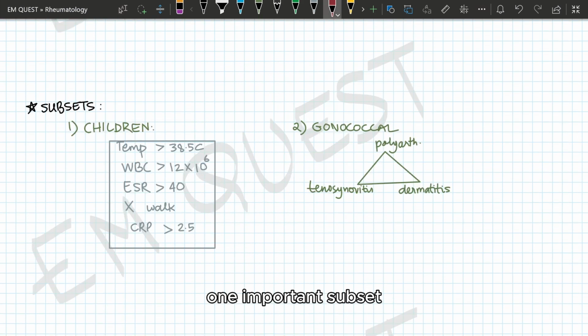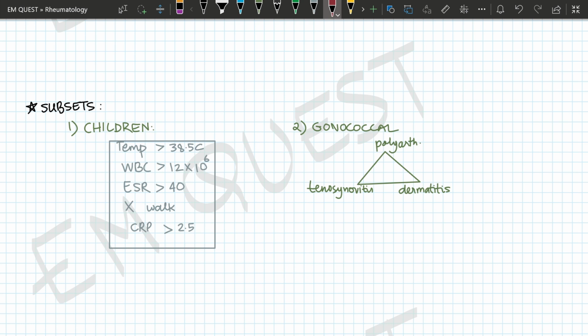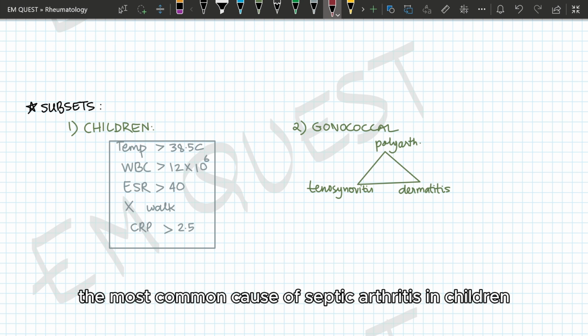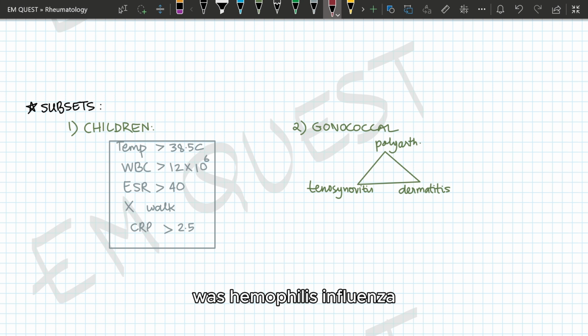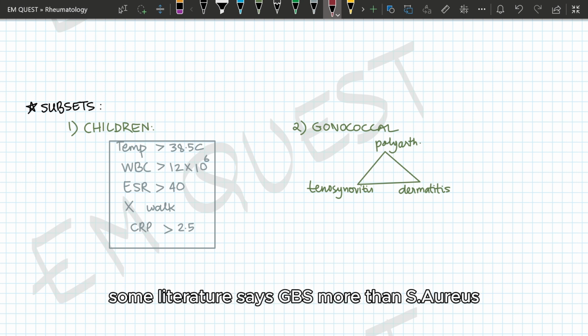One important subset in terms of population of septic arthritis are children. So, prior to vaccination being globally available, the most common cause of septic arthritis in children was Haemophilus influenzae, but now post vaccination it has become Staph aureus. In neonates, however, GBS and Staph aureus can equally affect. Some literature says GBS more than Staph aureus.